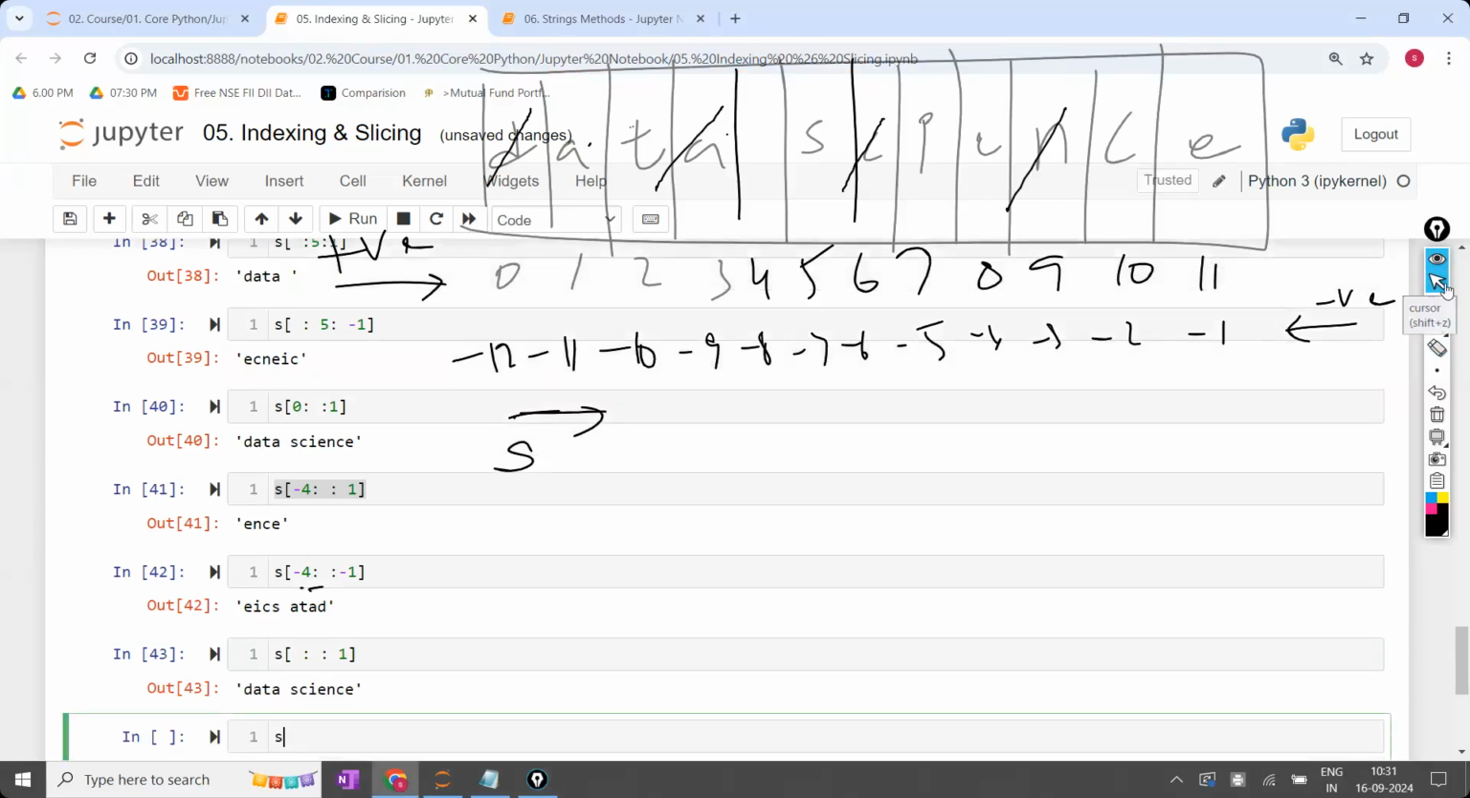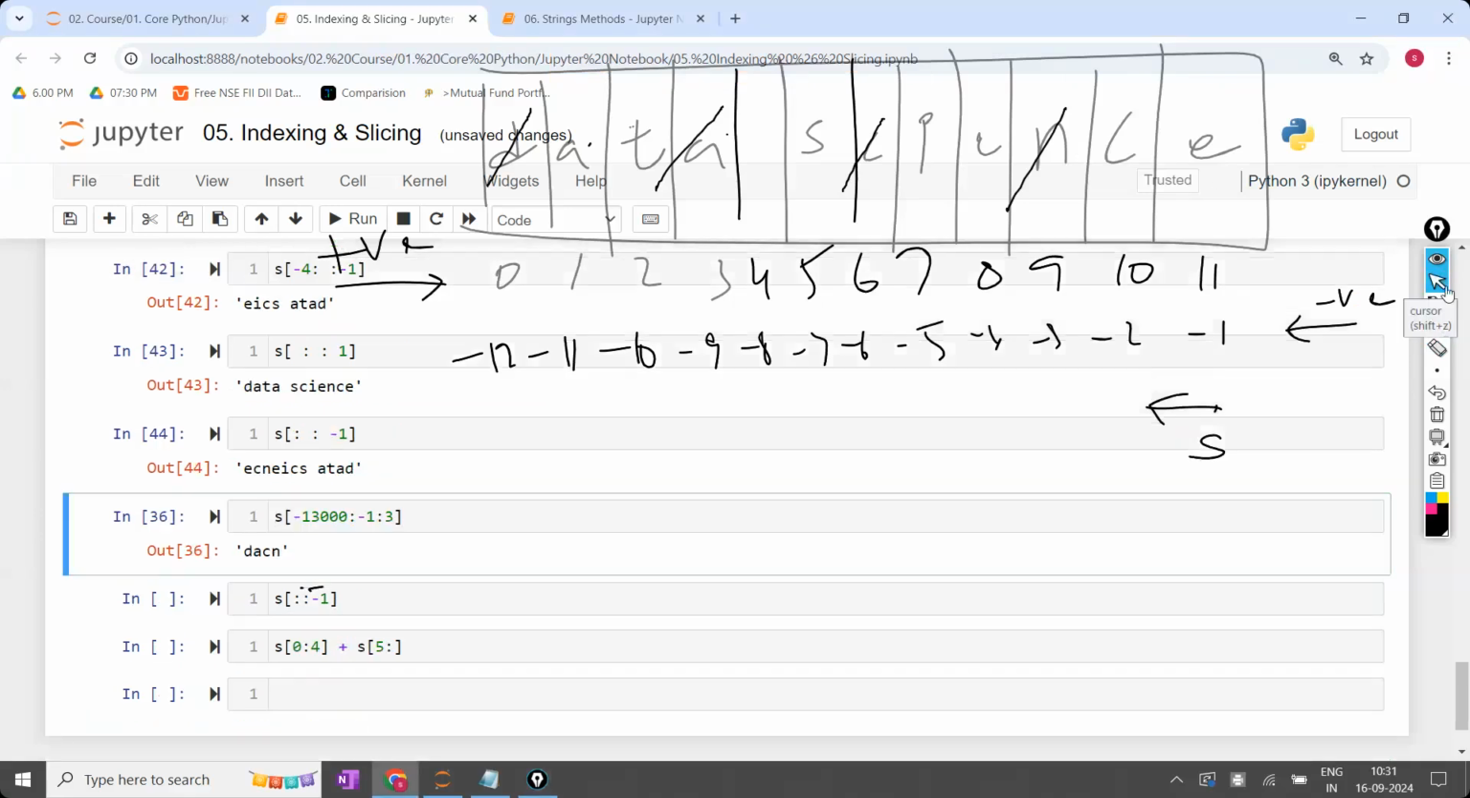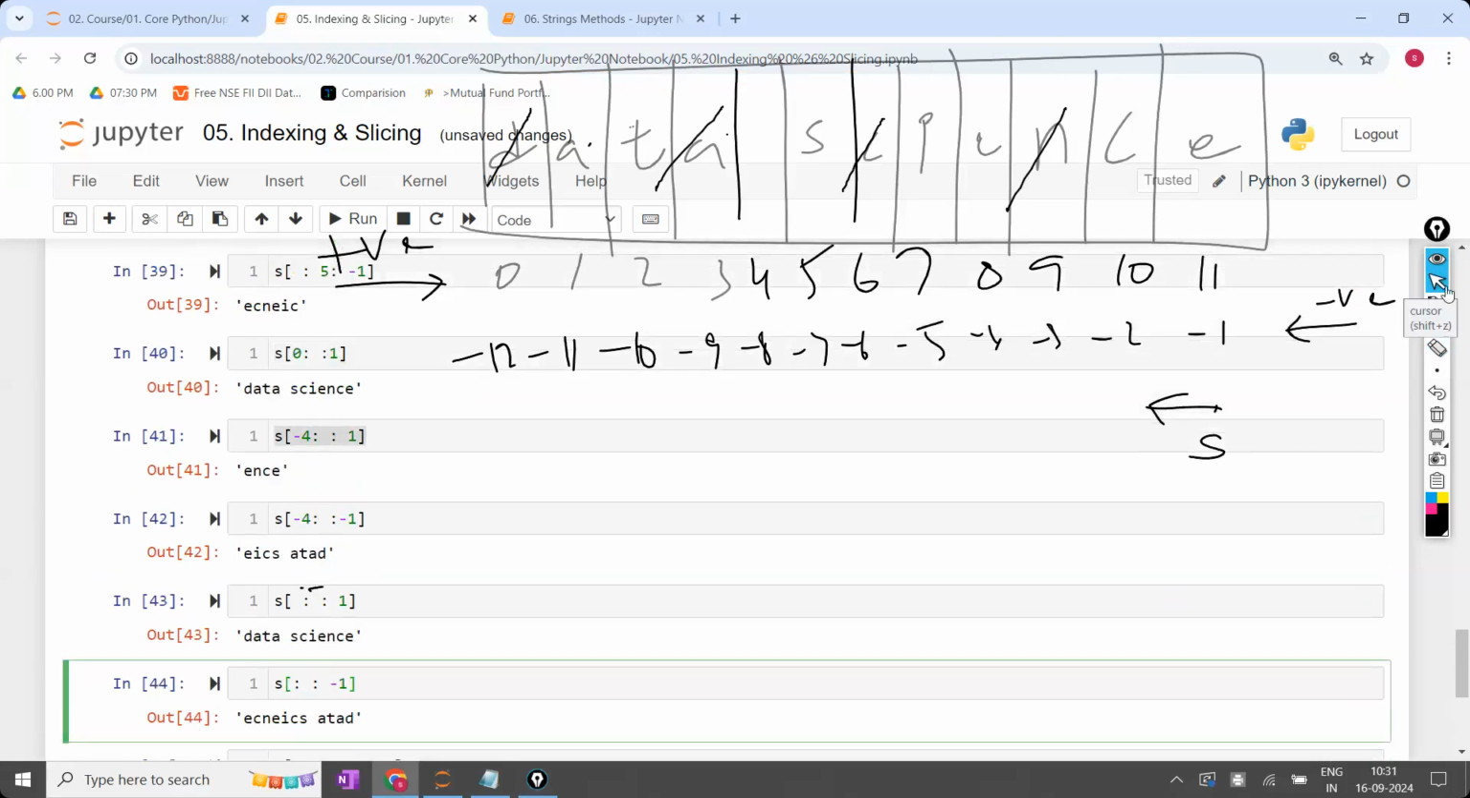Now S of colon -1. What is the starting point in this example? -1 is the starting point. Now the direction is negative direction. What is the meaning of this? Everything in that direction from here. That is the reverse of your string. So in the interview, they'll ask you, what is your name? My name is Shriram Krishna. Just write the code for the reverse of your name. Colon -1.